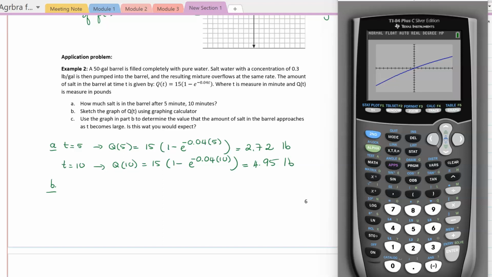So let's go ahead and sketch this graph. What happens when the value of t becomes larger? What would we expect? So let's take a look. Let's zoom it out. Let's see. Okay, let's zoom it out some more.